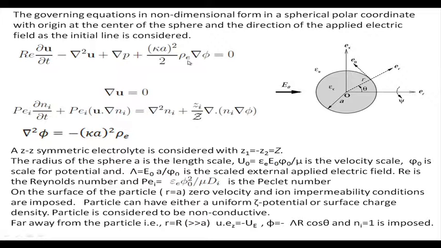So, rho e is the charge density at any point within the fluid, within the electrolyte in this case, because we are taking an ionized fluid. We scaled the variables, so we get a Navier-Stokes equation of this form, incompressible. This is the continuity equation and this is the Nernst-Planck equation corresponding to the ith ionic species.